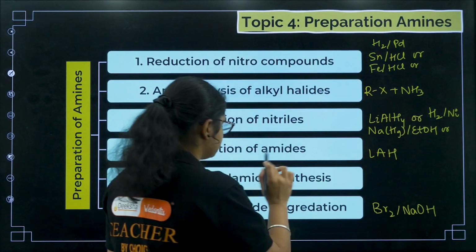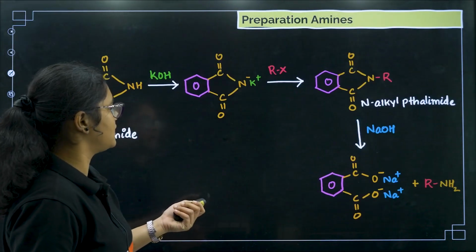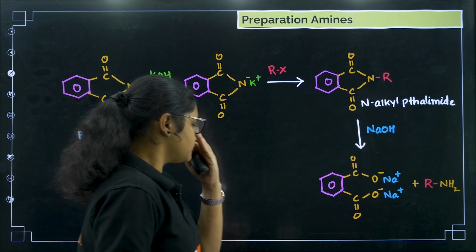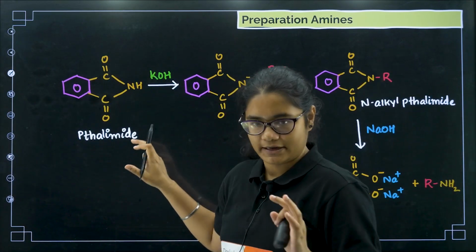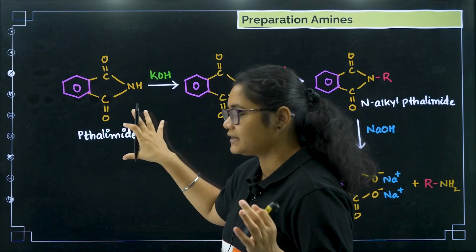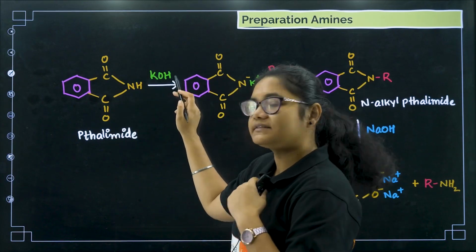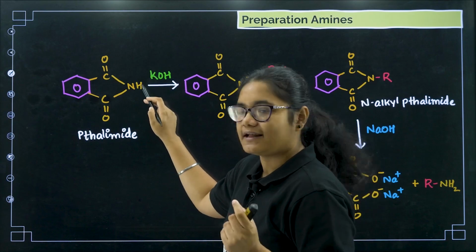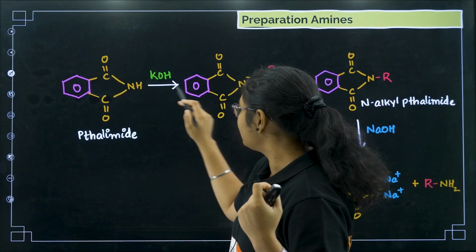Now we will see Gabriel phthalimide synthesis. This is one major question that is asked from this chapter. First of all, we take this compound, called phthalimide, as the reactant. Then you take a base. What will this base do? This H is highly acidic, so it will abstract this hydrogen. This is a base, this is an acid, a reaction takes place, so we get a salt.